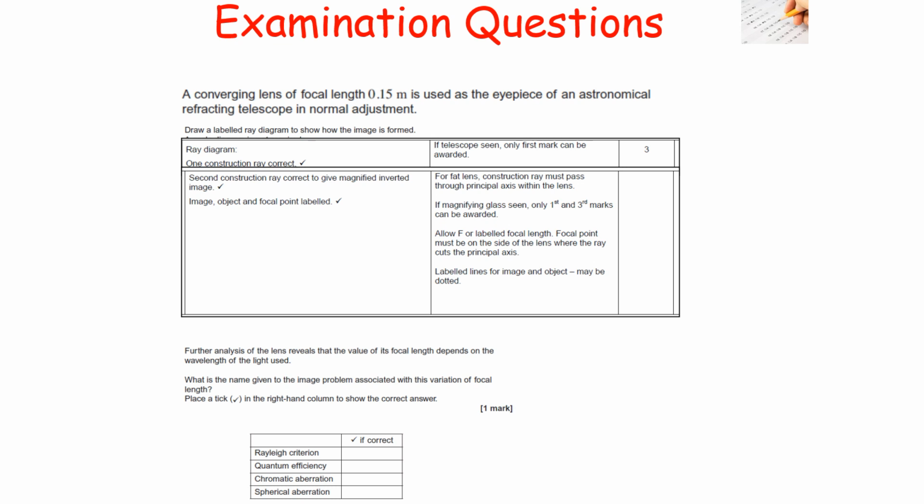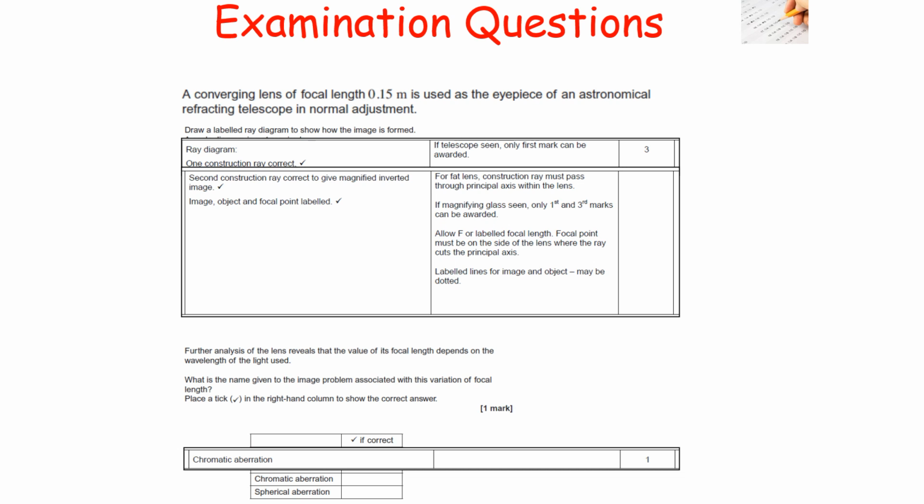Now again, what is the name given to the image problem associated with the variation of focal length? Now that occurs because you've got radiation with different wavelengths or different colours, which is going to be your chromatic aberration. Chromatic meaning colour, aberration meaning the blur.